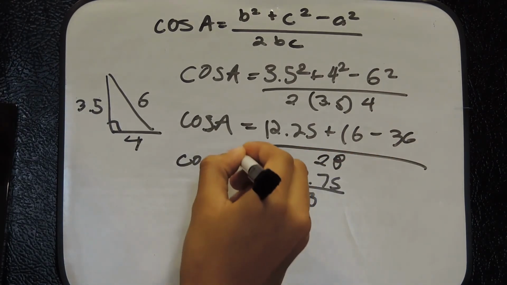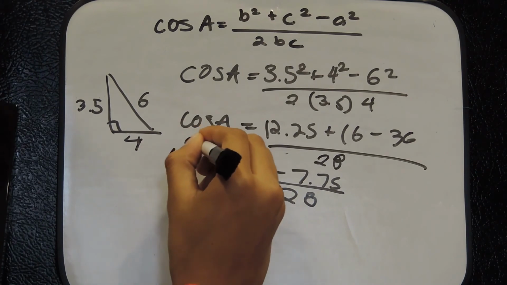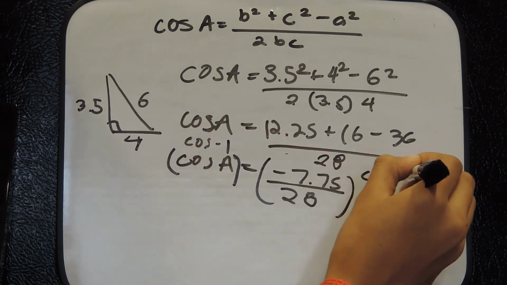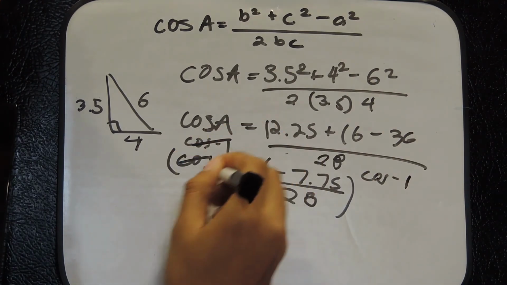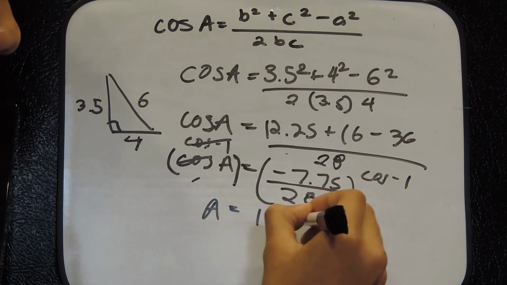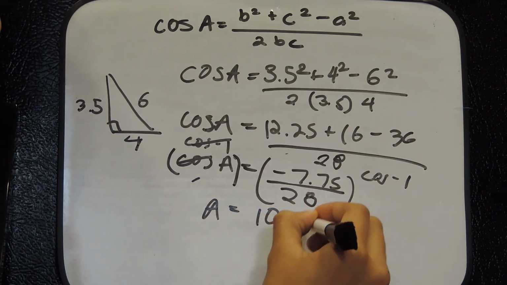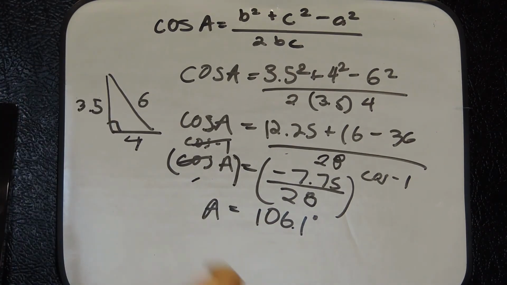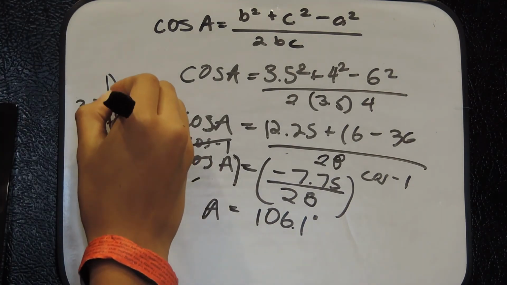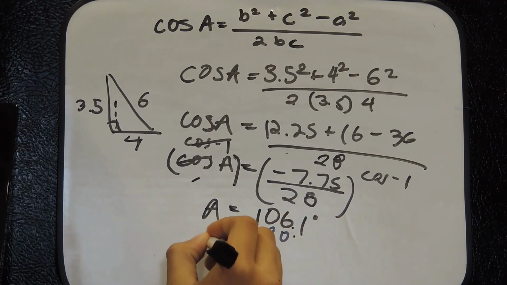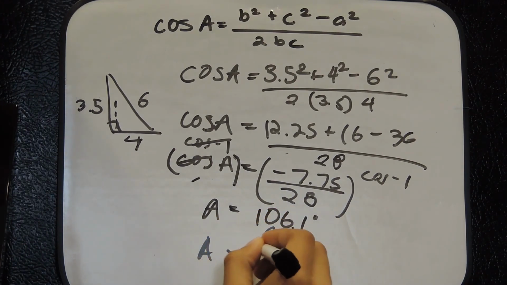So to cancel out the cosine again, we'll put parentheses around it and multiply by cosine -1 on both sides. These two cancel out, and we get 106.1 degrees. But since it's asking for the angle after the vertical line, we'll subtract 90 degrees to get a total of 16.5.